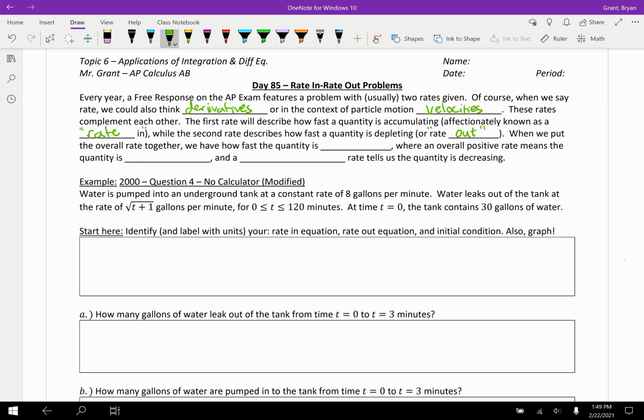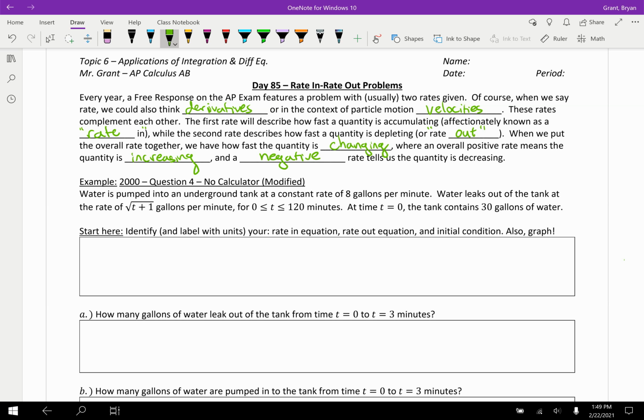So two different equations, both of these are derivatives, and then if we put these two rates together, if we put together both how fast something is going in and also take into account how fast that thing is going out, we now have overall how fast the amount of the quantity is changing. Where if our overall rate is positive, it means the quantity is increasing. However, a negative rate means the quantity is decreasing.